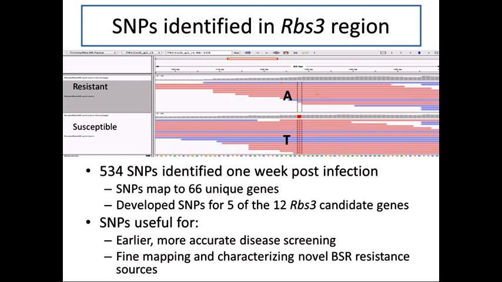Because we found these SNPs with the data from 1 week after infection, we can use these SNPs to screen for the disease earlier, faster, and more accurately, because you can't even phenotype until at least 5 weeks after infection. We can also use these SNPs to characterize resistance and map resistance further.